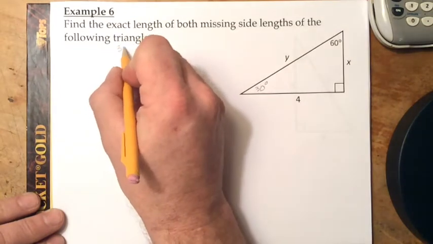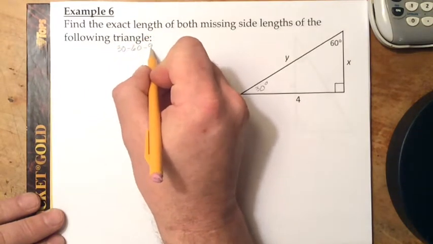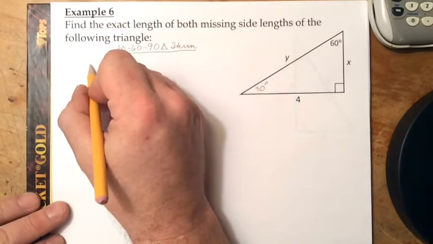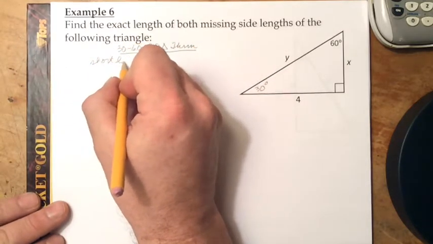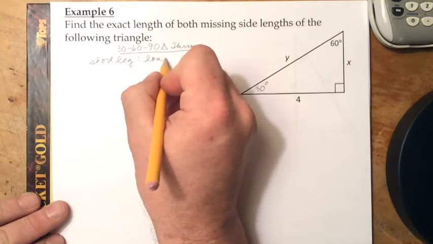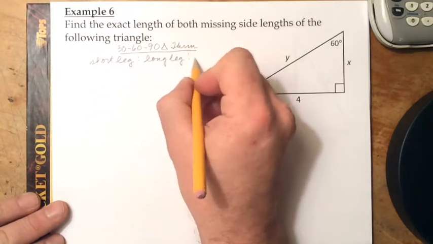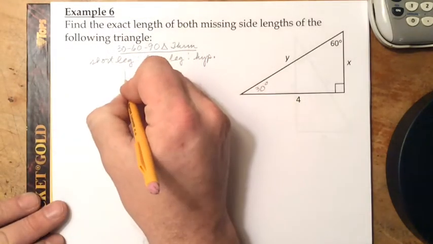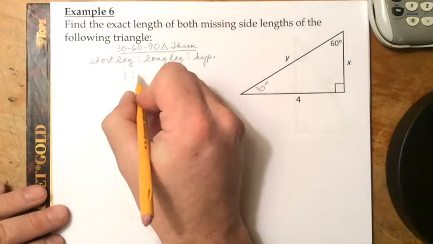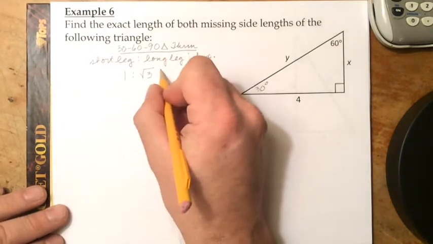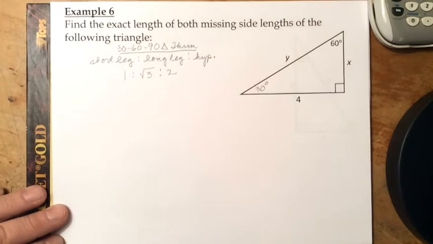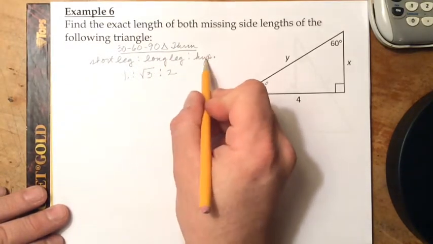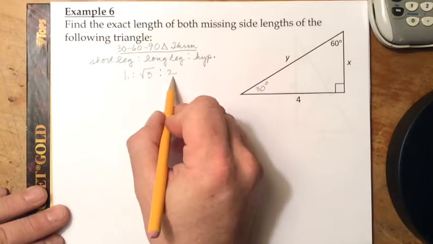So by the 30, 60, 90 triangle theorem, the ratio of short leg to long leg to hypotenuse is 1 to the square root of 3 to 2. So 1 represents the short leg, root 3 represents the long leg, and 2 represents the hypotenuse. 1 to root 3 to 2.